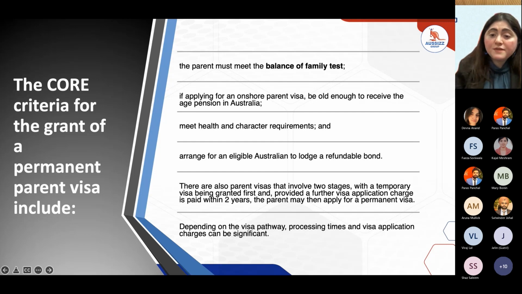Now, there are also parent visas that include 2 stages. For example, you may not be eligible to apply for direct permanent residency, but you can split that parent visa into 2 stages, the temporary and permanent visa. The temporary visa may lead to a permanent residency, which I'll discuss as well. Processing times can vary. So these are the core criteria of parent visas.